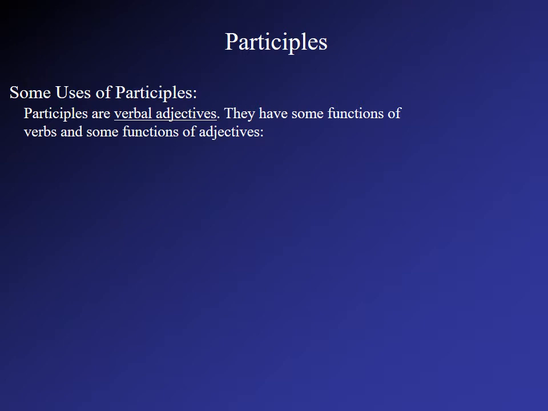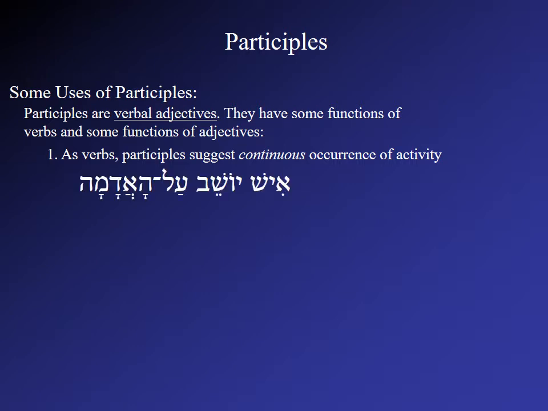Participles are essentially verbal adjectives, so they have some functions of verbs and some functions of adjectives. As verbs, participles suggest continuous occurrence of activity, so ongoing action. Here we see a Hebrew phrase, ish yoshev al ha'adamah. Of course, here our participle is the second word, yoshev, marked by the classic OA pattern for the qal active participle masculine singular. The most straightforward translation is a man is sitting on the ground.